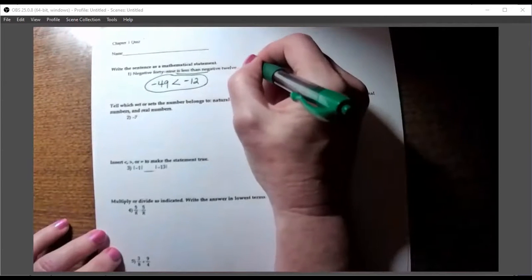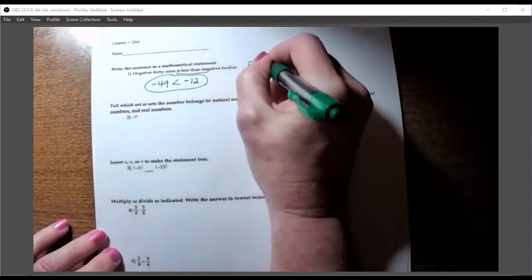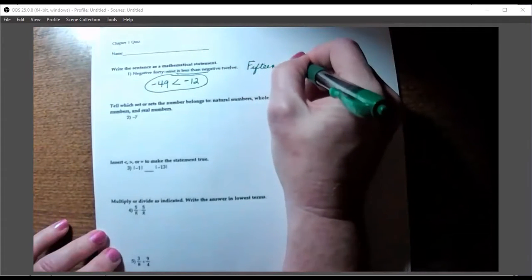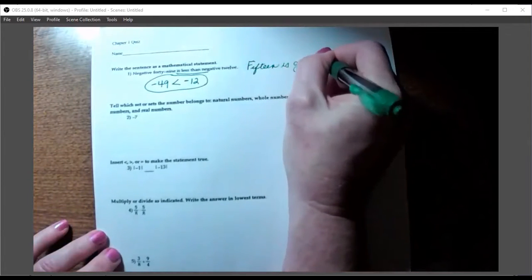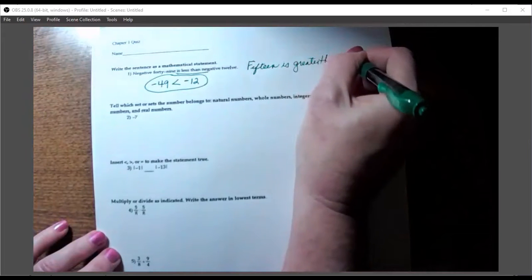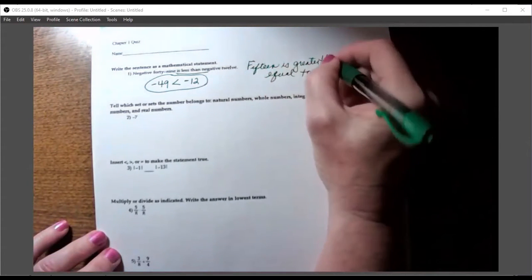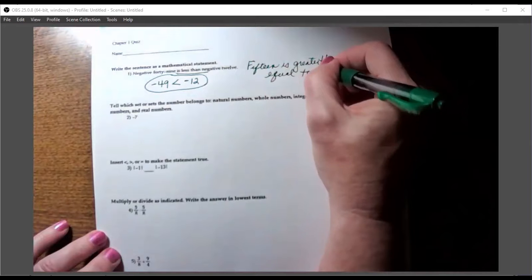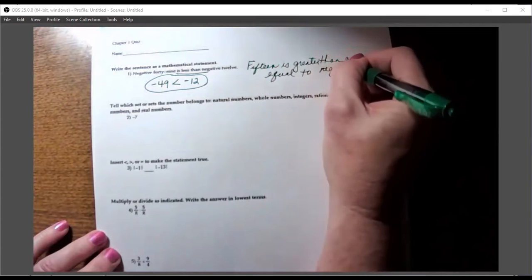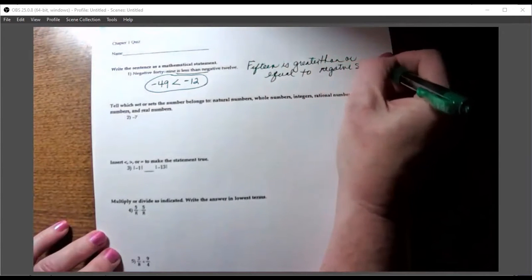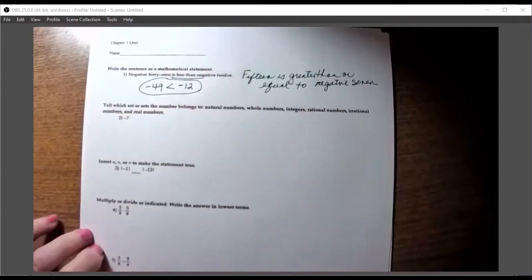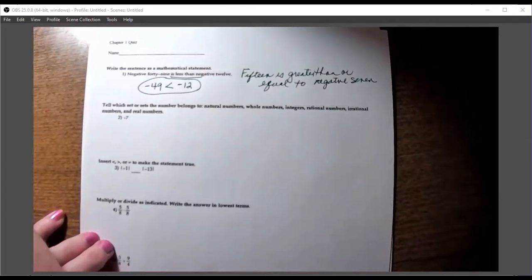All right, so 15 is greater than or equal to negative 7. 15 is greater than or equal to negative 7. Go ahead and try to write that as a mathematical expression. This is English words. You write it in symbols.